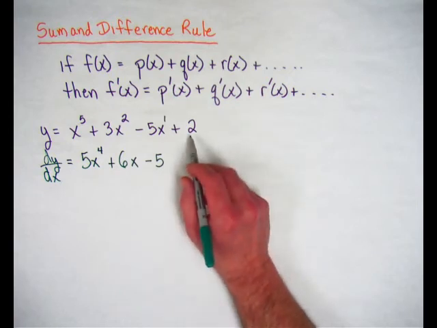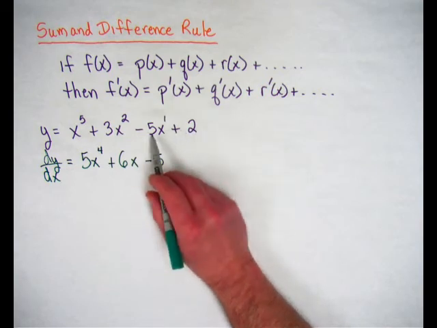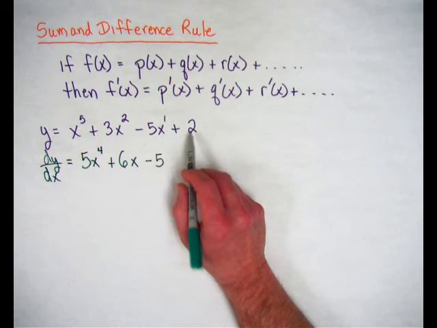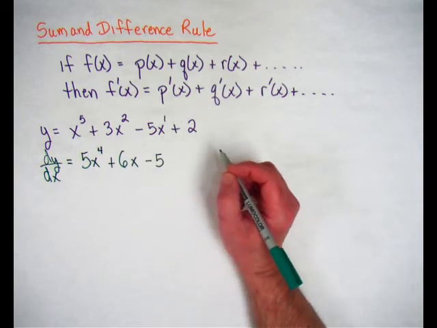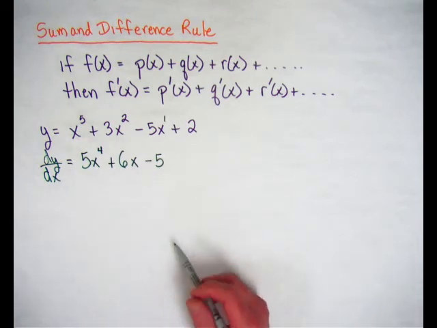And then plus the derivative of 2. Well, 2 is a constant. It's different than this 5 here. This is a constant times a function. This is just a constant 2, so the derivative would be 0. And so that would be the derivative of our function. You can see how easy that is. We can now differentiate polynomial functions quite simply using these rules.